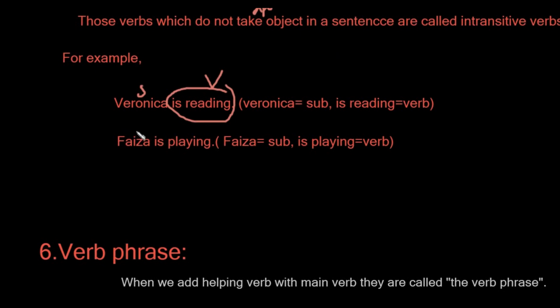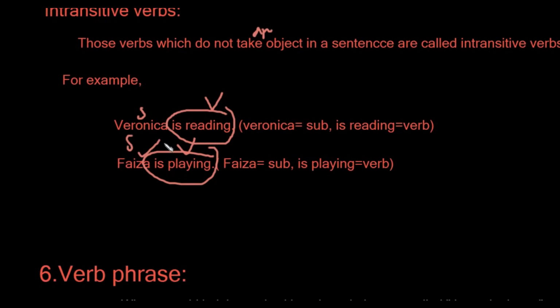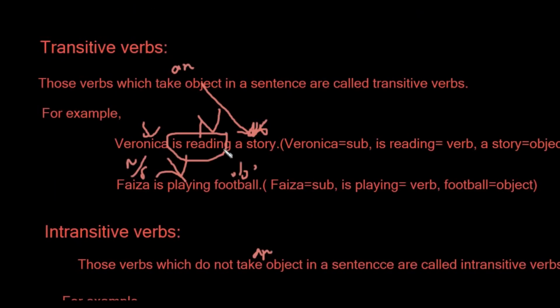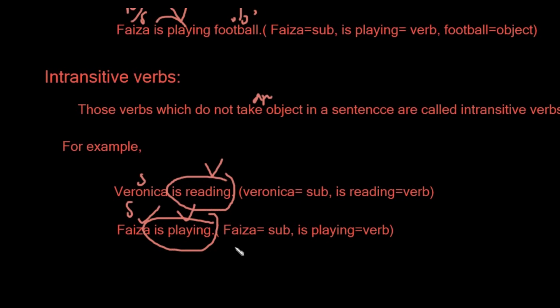All right. The second sentence I have: Faiza is playing. So Faiza is the subject, is playing is a verb, and there is no object, so that's why they are intransitive verbs. So always remember, transitive verbs will take an object, intransitive verbs do not take an object.